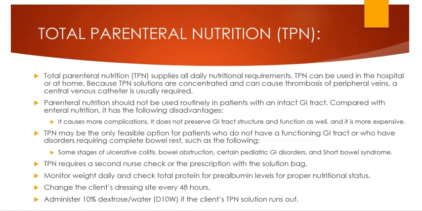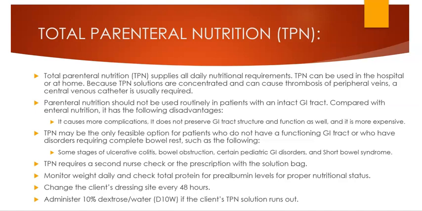It's very concentrated, and since it's so concentrated, it can cause thrombosis of the peripheral veins, right? So we have that central venous catheter. It is typically required if we're going to do TPN, so then they can go through a regular IV. They're going to get that central line that we just talked about previously. With TPN, there's things you need to be aware of, right?